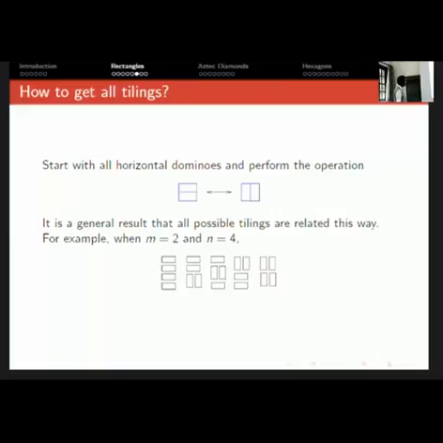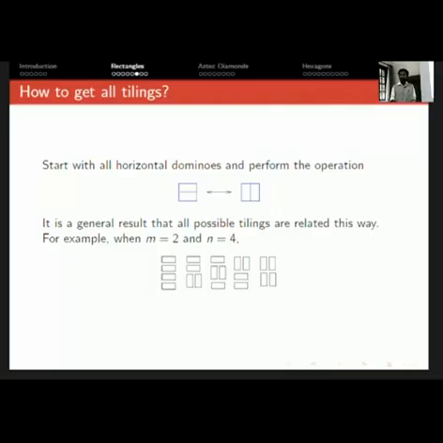Why? So let's see here. So we start with this fellow. I do the interchange on the bottom two, I get this. I do it on the middle two, I get this. I do it on the top two, I get this. And for example, I can interchange the other two and I get this, and there are exactly 5. Okay, there's no more.